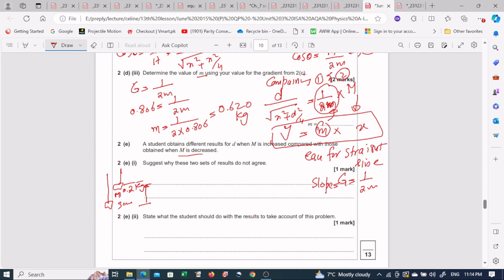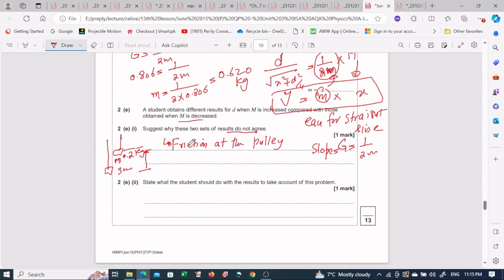So why do this set of results not agree, the question asks. It is due to the friction at the pulley, because friction is the opposite force. When we load, friction is different, when we unload, friction is different. So friction depends on the surface. From the loading and unloading, the friction is different, so that's why we have the different results.